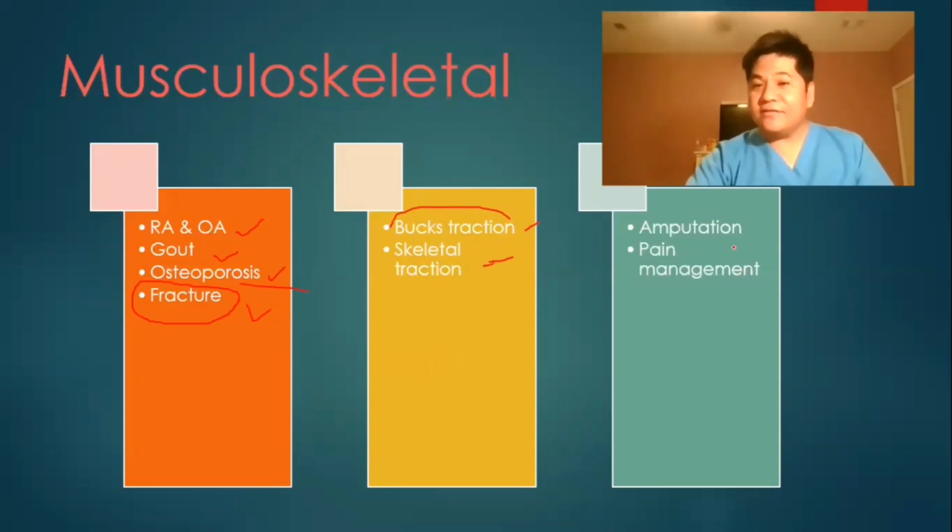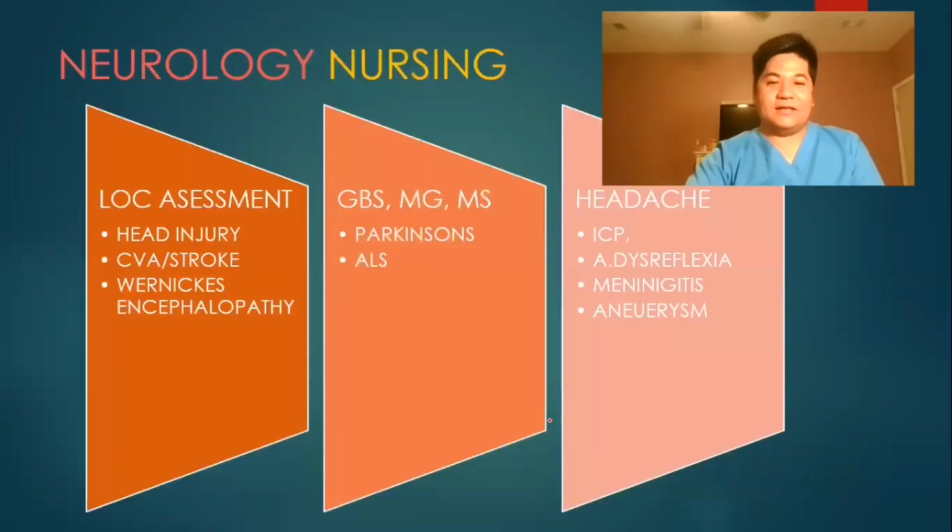Now they also have their favorite here, the amputation. So what do you expect with the amputation, like phantom pain? Check for that. And then after surgery, what do you need to do? And pain management. Okay, next for neurology nursing, it is important to check the level of consciousness. That's part of our assessment.